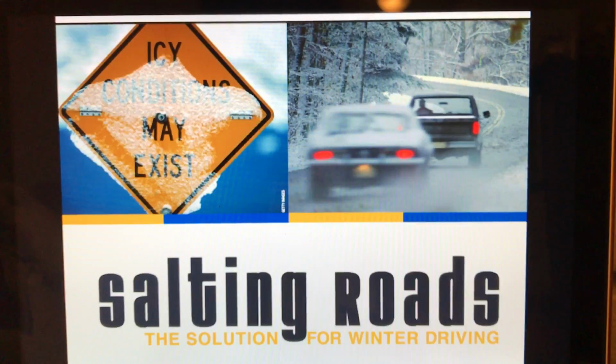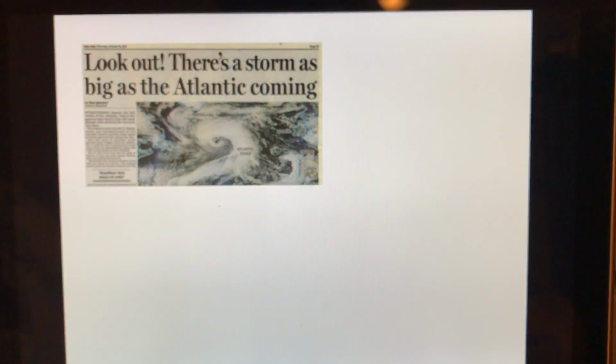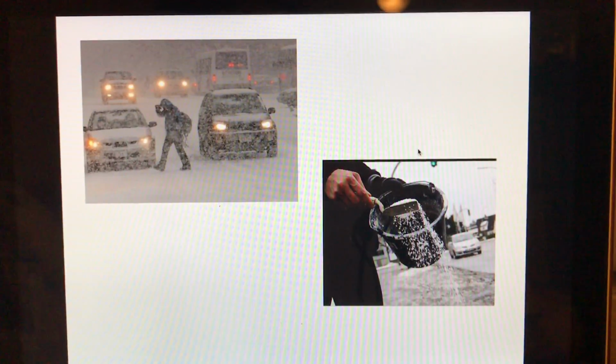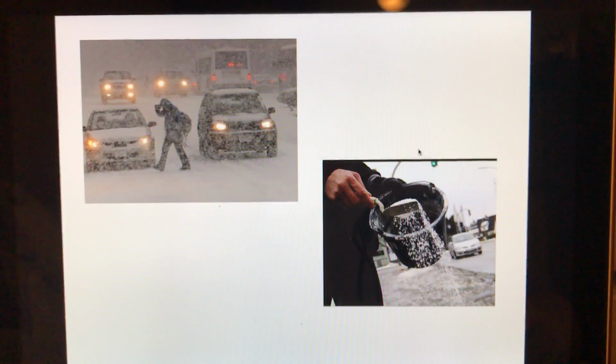So let's say, for instance, a snowstorm is actually forecasted to be coming your way. Oh no, there's a storm! Okay, and here's you, and you're walking in the snow, and then you see someone pouring salt all over the road, and you're kind of like, why are they doing that?